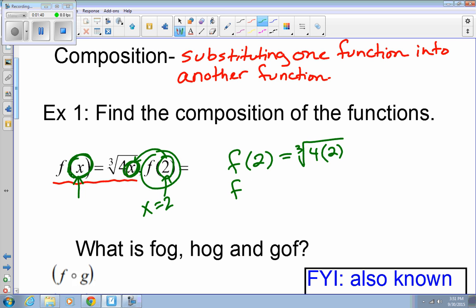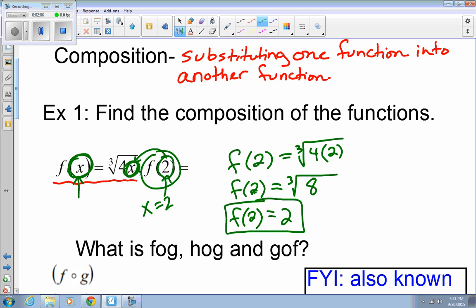Now we just simplify the right side. The left side is math notation saying that when the x is 2, the y, which is f of 2, equals, and we simplify the right side. 4 times 2 is 8, and the cube root of 8 is 2. 2 times 2 times 2 is 8, so the cube root of 8 is 2. So this is the final answer. F of 2 is 2. So when x equals 2, that must mean the y is also equal to 2.